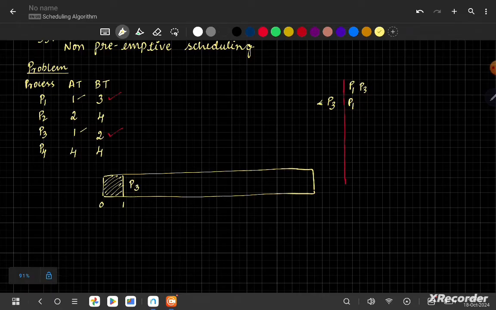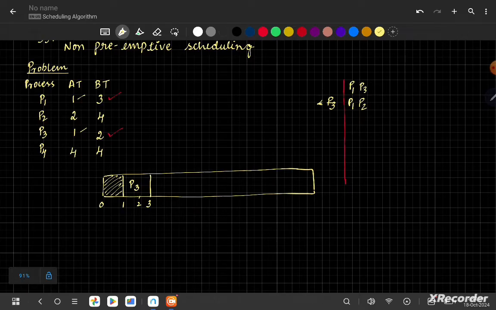So P3 goes inside the CPU. P3 executes for 1 millisecond, that is 2, and checks for any other process that has come. P2 has come at that time, which has 4 milliseconds of burst time. We don't have to worry because 2 is the lesser one. So P3 continues and completes for 1 more millisecond. Now at 3 milliseconds, P3 completes the task. During 3 milliseconds, there is no other process that came into the ready queue and P3 also completed the task. So P3 completed during 3 milliseconds.